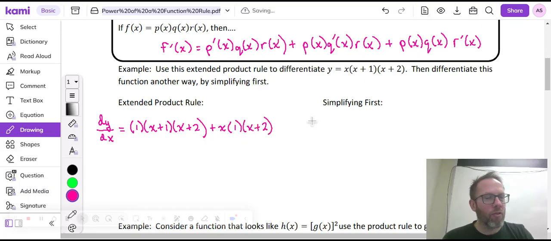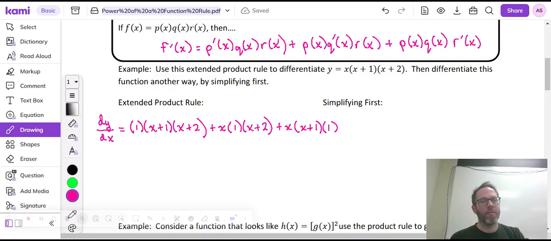I'm trying my best to use my fine motor skills, but I might be bleeding into the second half of the page here. And then for the third, we leave the first two and differentiate the last one. x times (x plus 1), and the derivative of x plus 2 is 1. You guys okay with that? It's just kind of differentiate one thing at a time.